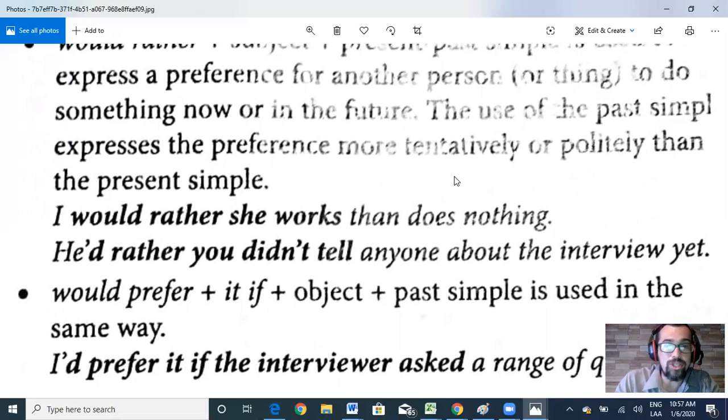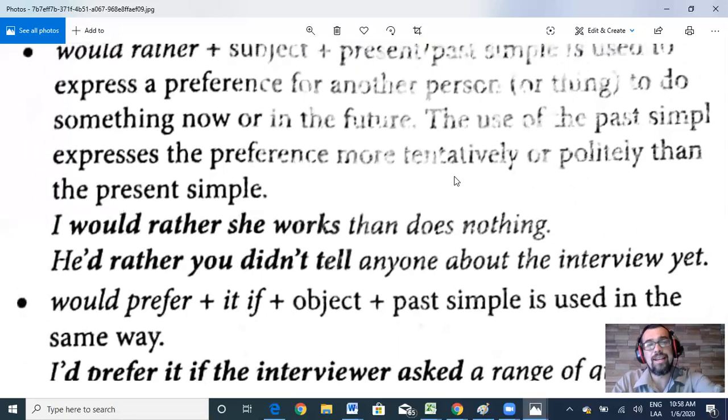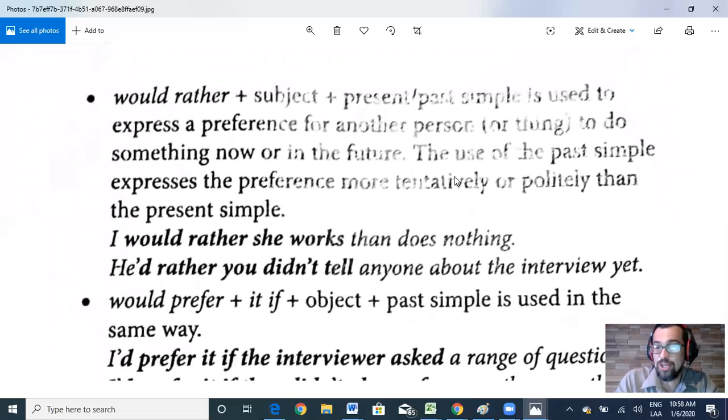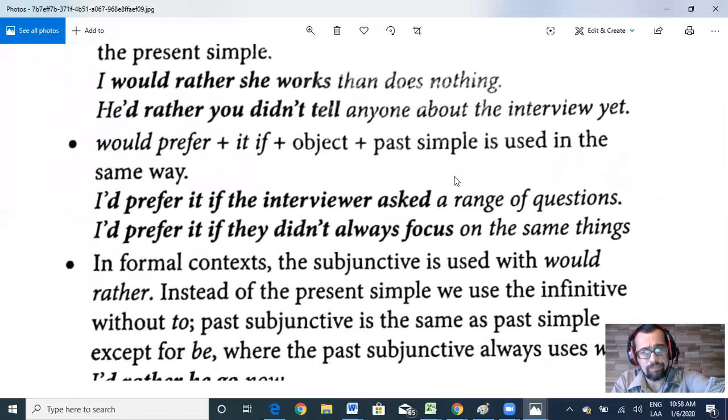Or he'd rather you didn't tell anyone about the interview yet. Okay, this is not very common again, but it's the way to use it. So again, would rather plus subject, the subject plus present or past simple, is used to express a preference for another person or thing to do something now or in the future. Okay, now let's go with another one.